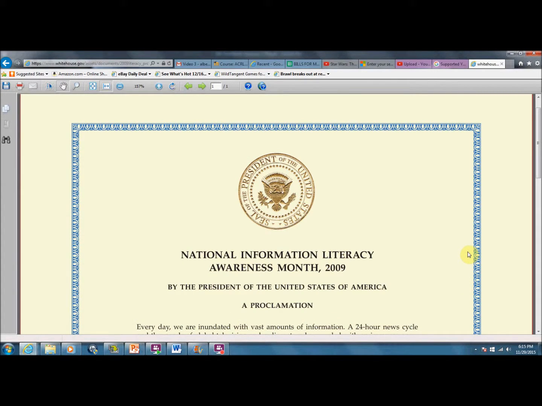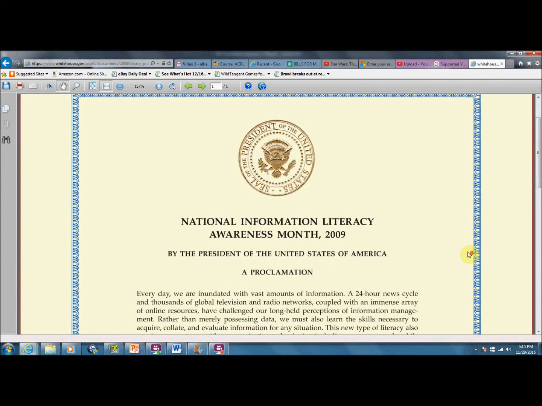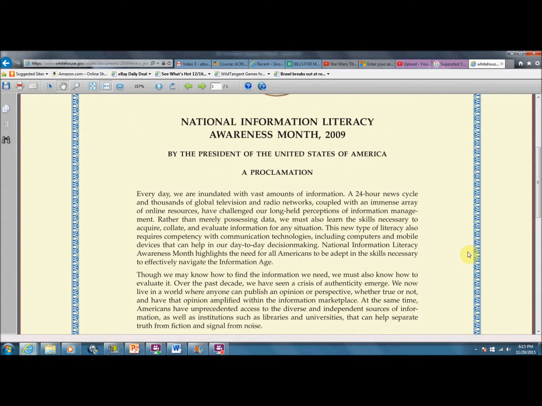Barack Obama mentions in his National Information Literacy Awareness Month proclamation for October of 2009, "Every day we are inundated with vast amounts of information. A 24-hour news cycle and thousands of global television and radio networks, coupled with an immense array of online resources, have challenged our long-held perceptions of information management." There's a lot of information out there, but how do we know the best way to access information?